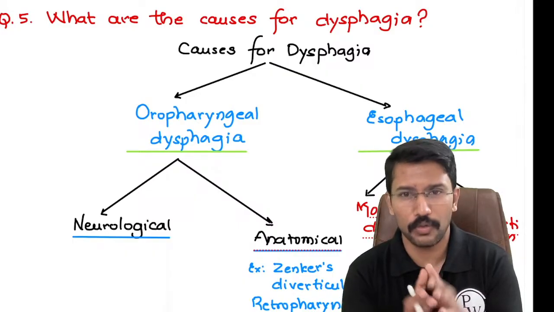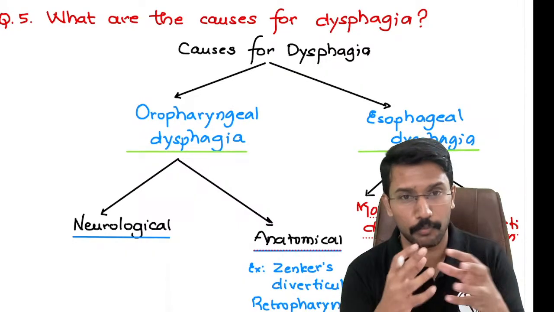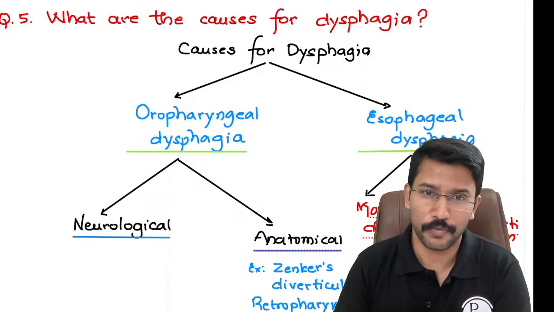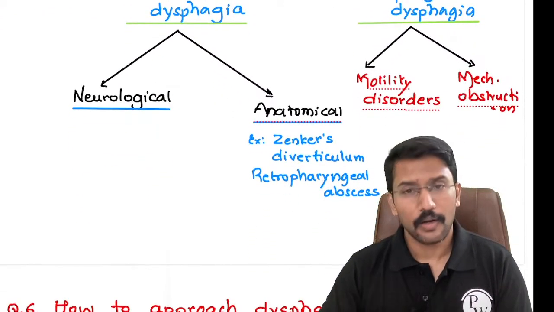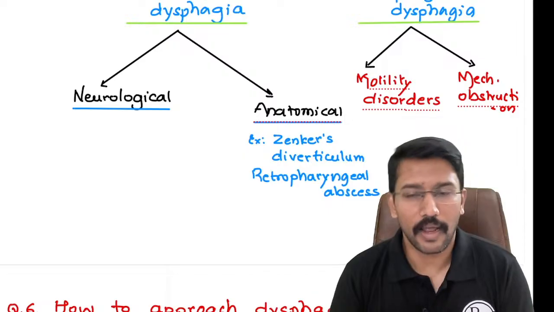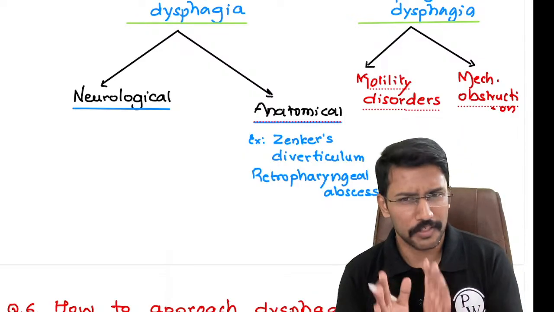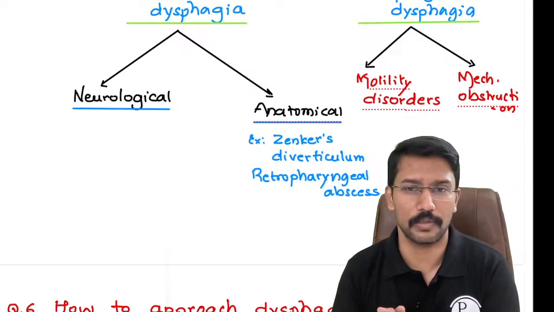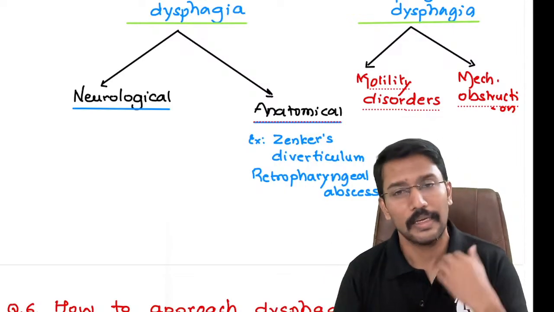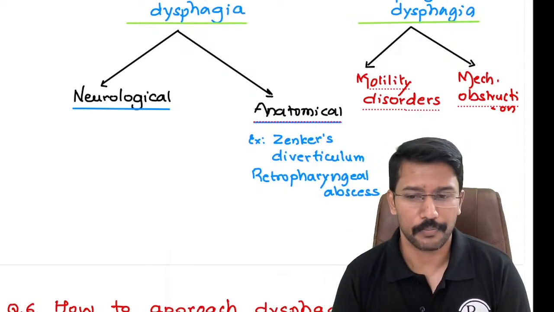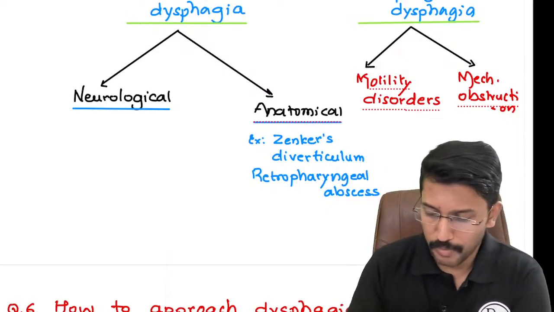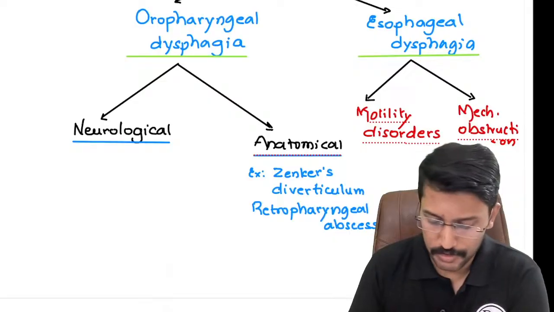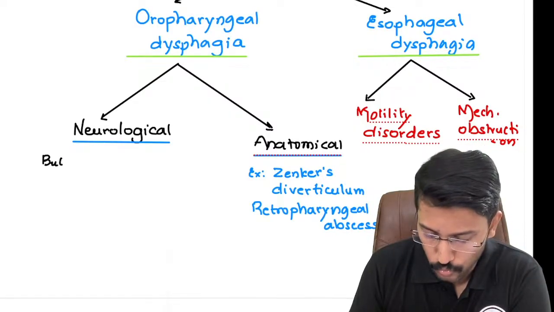As I have already told you, if there are problems in the oral phase and pharyngeal phase, we call it oropharyngeal dysphagia. If there is a problem with the esophagus, we call it esophageal dysphagia. Okay. Now, what can go wrong with the oral and the pharyngeal phase? We just learned that intact functioning of various nerves is important, right? So, if there are problems with those nerves, we can have oropharyngeal dysphagia. Okay. So, the first thing that comes to my mind when I talk about the neurological cause for oropharyngeal dysphagia is bulbar or pseudobulbar palsy.